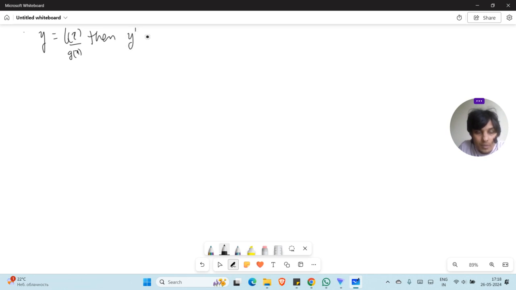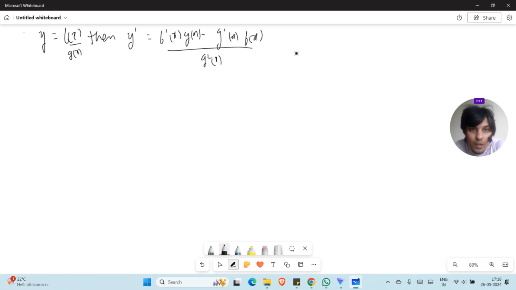y prime is equal to f prime x g x minus g prime x f x, upon g x square. So how do we get this? We need the proof. We're going to prove it now.